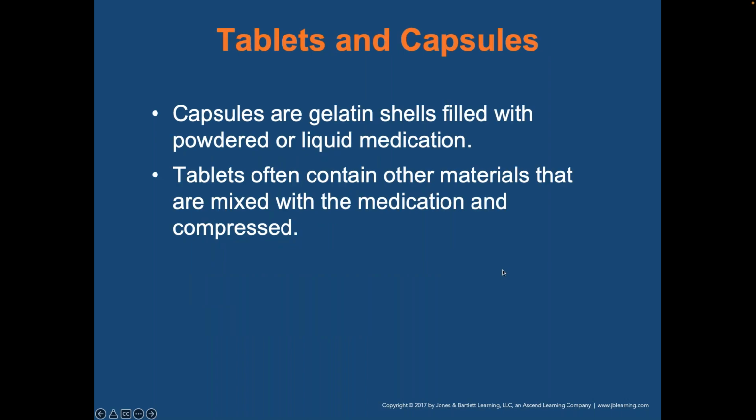So we're going to go more into detail with tablets and capsules. Capsules are gelatin shells filled with powdered or liquid medication. Most medications given by mouth are in a tablet form or a capsule form. Capsules are usually gelatin, which we talked about already. Tablets often contain other materials that are mixed with the medication and compressed. Remember that a medication that must be swallowed and digested provides a slower route of delivery and is less useful in an emergency.